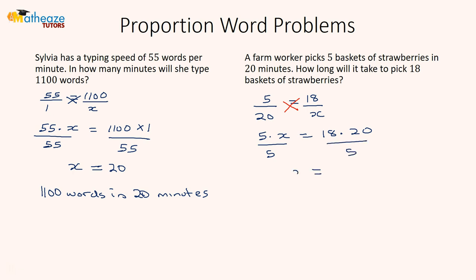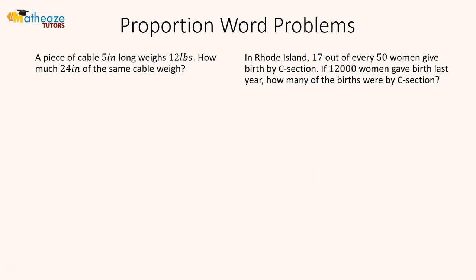and we have x on this side. 5 divided by 5, 1. 20 divided by 5, 4. So this is 18 multiplied by 4. So x is going to be 72 minutes.